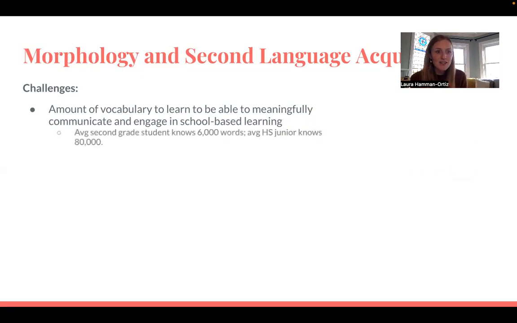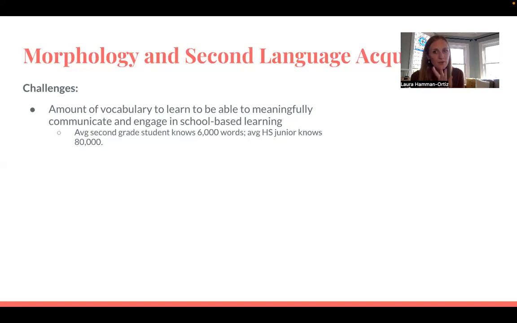As the chapter mentioned, the average second grade student knows about 6,000 words in English by the time they get to second grade. The average high school junior who's grown up speaking English knows about 80,000 words. So if you're coming into an English medium of instruction classroom as a newcomer and the students around you know 6,000 words or 80,000 words in English, obviously that's a challenge to be able to catch up.